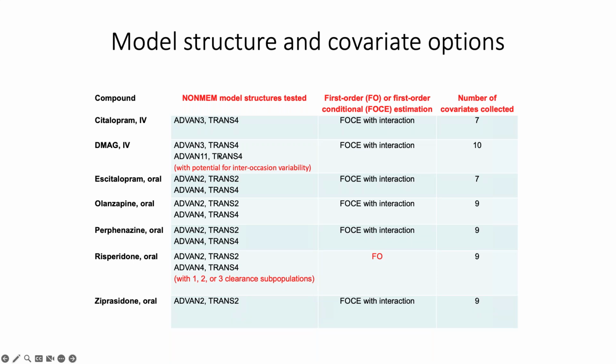In the didemethyl-citalopram example, we also included the potential for inter-occasion variability. And for the risperidone, we included the possibility of a mixture distribution for clearance, given that this is a drug metabolized by CYP2D6, and we did not have genotype-predicted phenotypes, so it was likely to have a multimodal distribution. And in the original stepwise model, a multimodal distribution on clearance was identified.